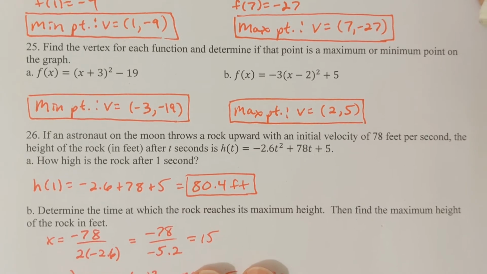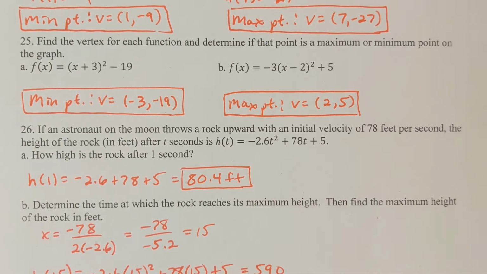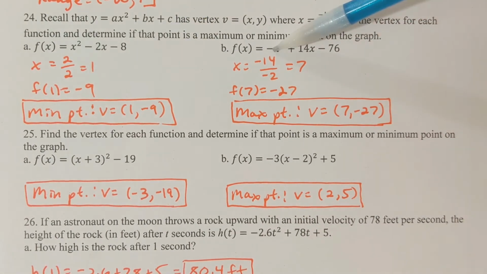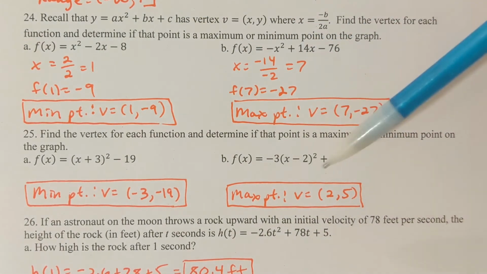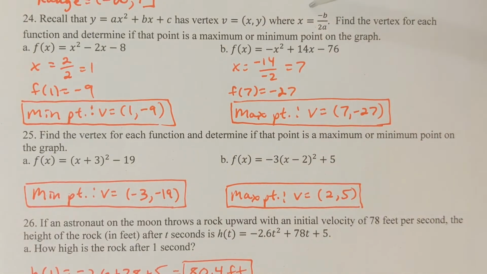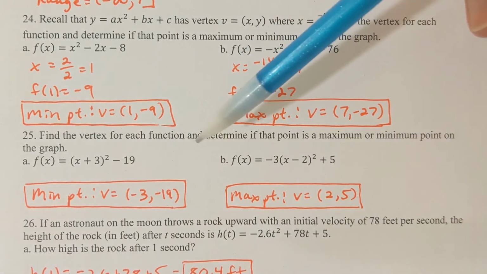Here's problem 25. Find the vertex for each function and determine if it's a maximum or minimum point on the graph. Okay, now, same idea, but the plan is going to be different. You see, I was in standard form in the last problem for these two functions. I'm in vertex form, and so I can get the vertex right away, right? I don't need to compute -b over 2a like I was doing up here. Just identify what is h and what is k and give the answer.